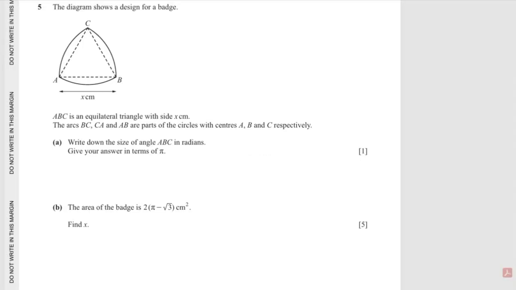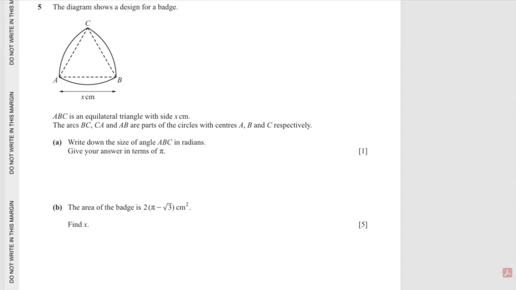62535. Question 5. The diagram shows a design for a badge. ABC is an equilateral triangle with side x. The arcs BC, CA and AB are parts of the circles with centers A, B, and C respectively. So it's an equilateral triangle in the middle and these arcs around.